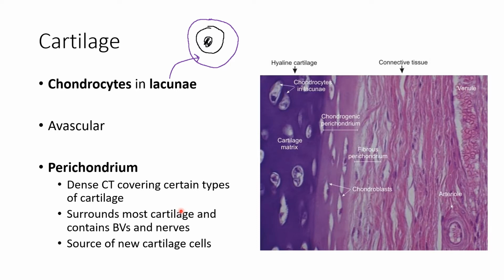There is a layer outside of cartilage called the perichondrium, right here. The perichondrium is where we have blood vessels and nerves, and how the cartilage, for the most part, is going to get its nutrients. So it does it through diffusion. We don't have blood vessels running through the tissue itself like we see in some other connective tissues. This is also where we're going to have new cartilage form as well.